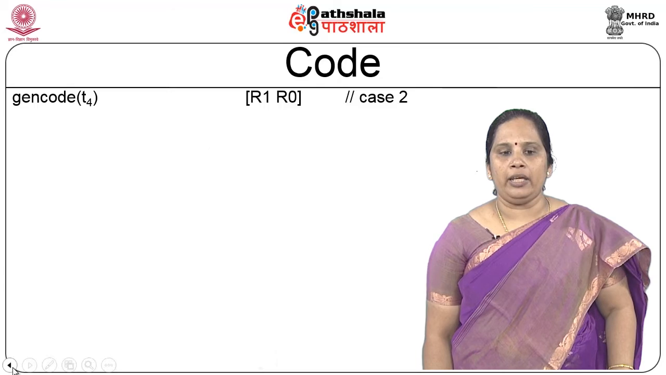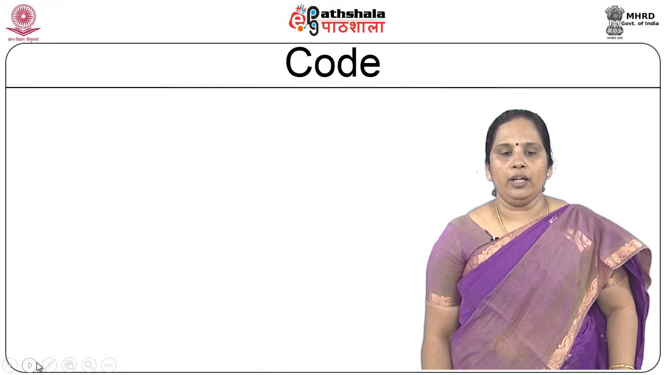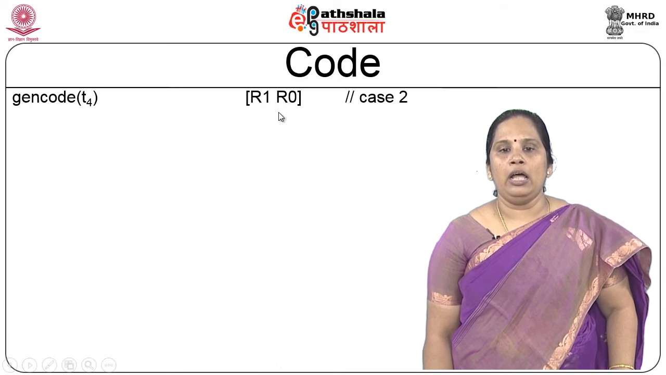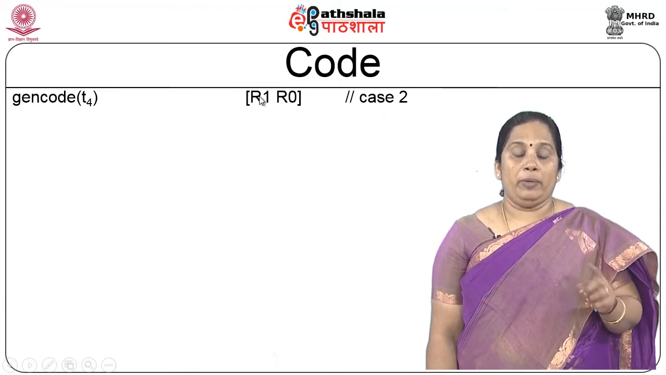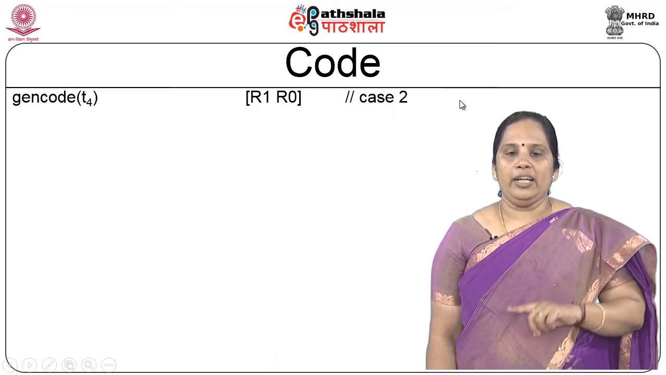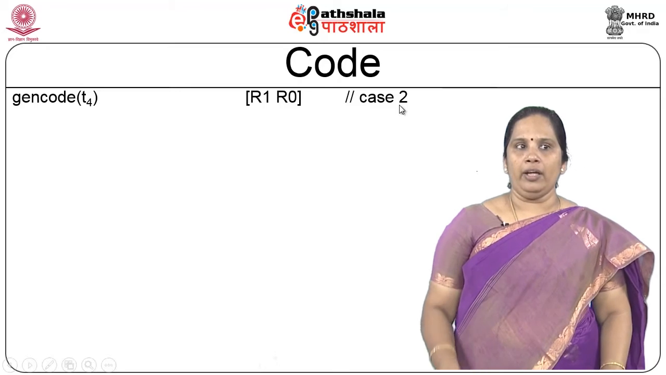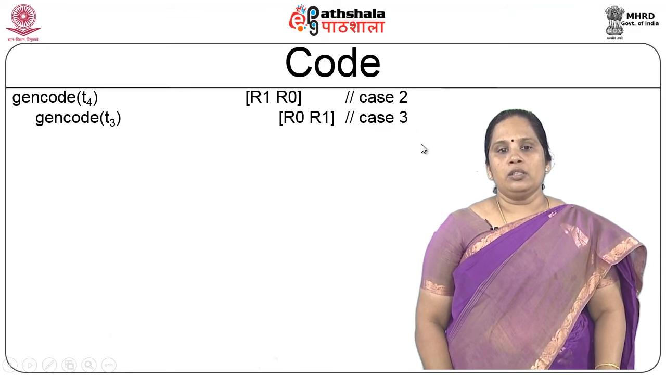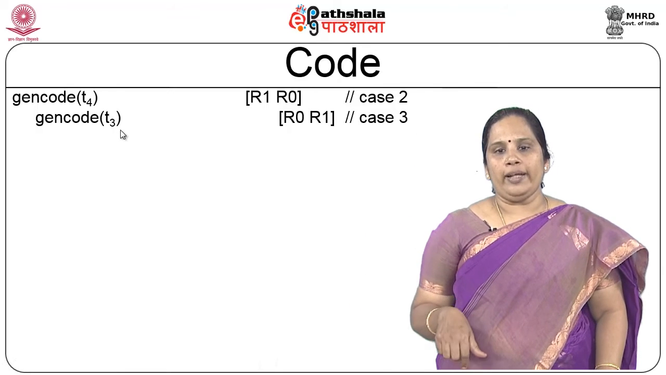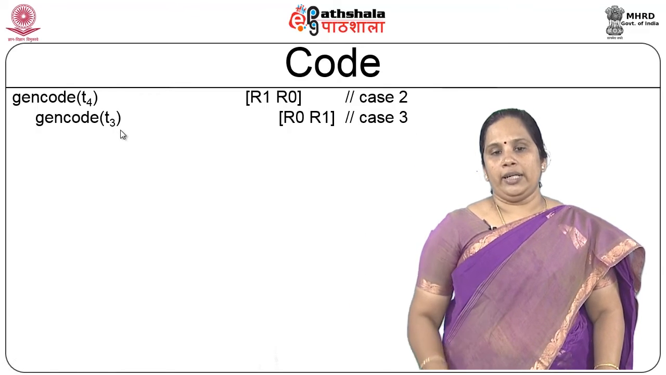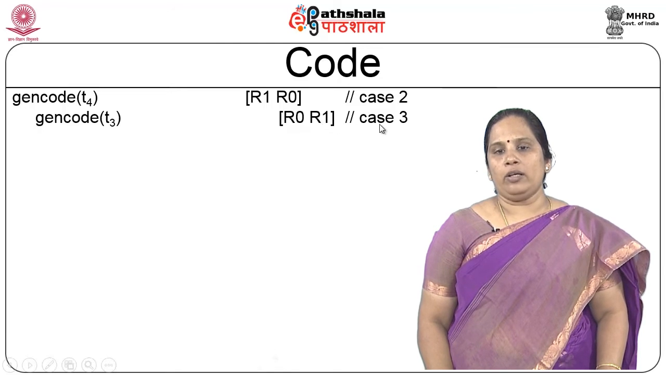So I am going to call the input with gen code of T4. Corresponding to T4, I have two registers R1, R0. The left subtree has a label of 1, the right subtree has a label of 2. Since the right subtree is heavier, I have to use case 2 here. So case 2 means call gen code of T3, that is for the right child. In that case, I have to swap the registers and then call gen code of N2. So I have swapped the registers and I have called gen code of T3.